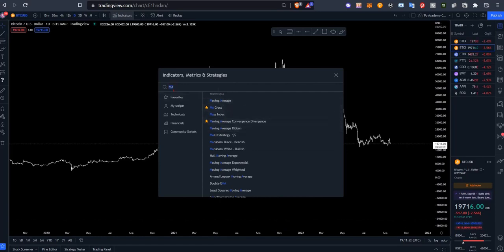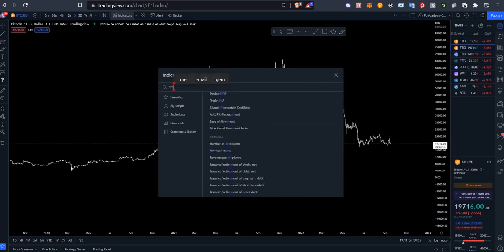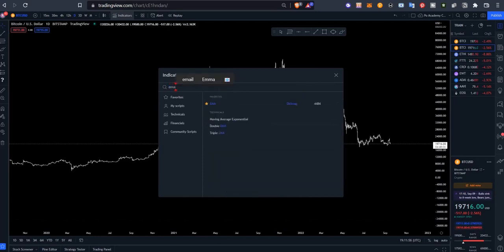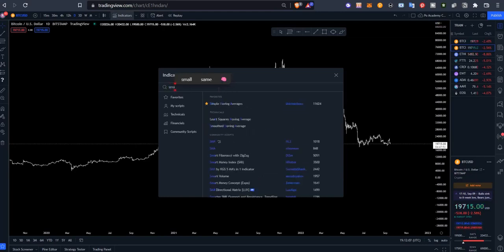If you type EMA, you will see moving average exponential. So on some apps, it is called exponential moving average. That's why it is called EMA. And if you type SMA, you will see simple moving average. You can also see down here simple moving average, and you can also see down here smooth moving average.